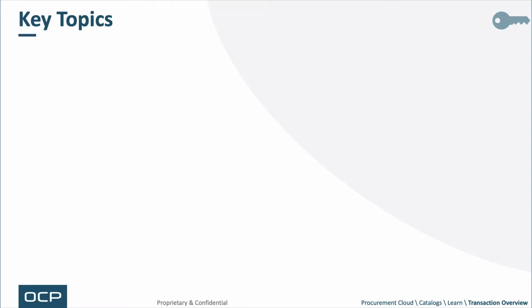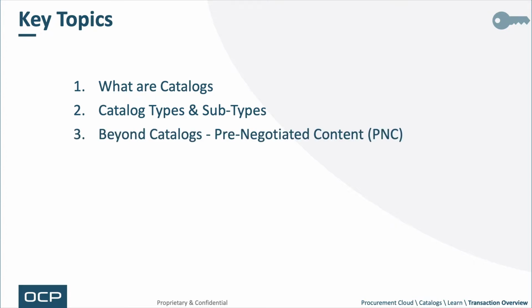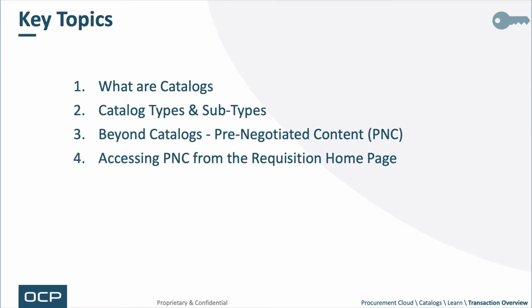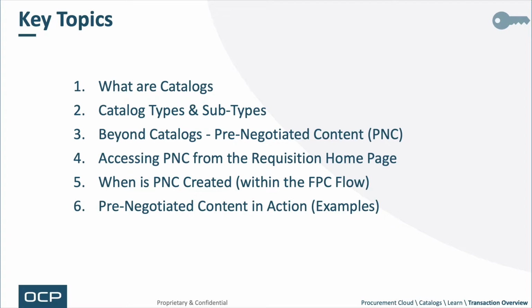Okay, so key topics are as follows. What are catalogs? Catalog types and subtypes. Beyond catalogs, pre-negotiated content, or PNC. Accessing PNC from the Requisition homepage. When is PNC created within, again, the FPC, or Fusion Procurement Cloud, business process flow? Pre-negotiated content in action, so providing some examples, how it's called, where it's called from. And then why are catalogs, or PNC for that matter, created? So let's get started.